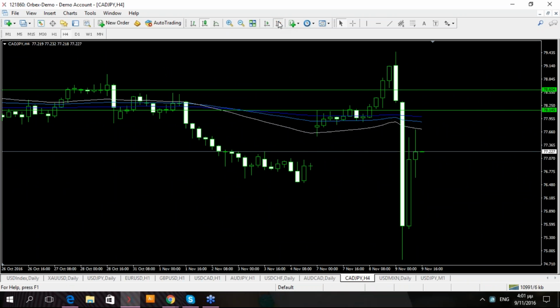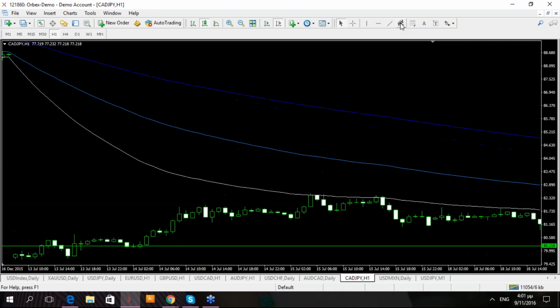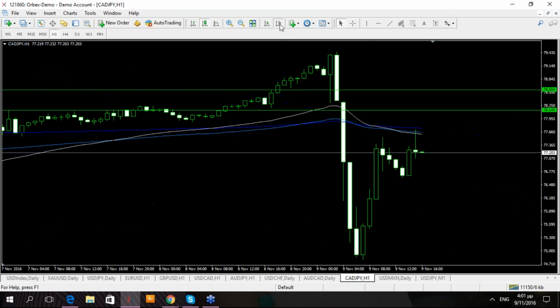Okay, it's the same here as well, Veronica, on the CADJPY. I'm looking at the 4 hour chart, of course. You can always go into the hourly chart. It's the same meaning. There may be a possibility of a bearish flag and pole pattern. Okay, so CAD may look like it would then give you more chances to the downside.